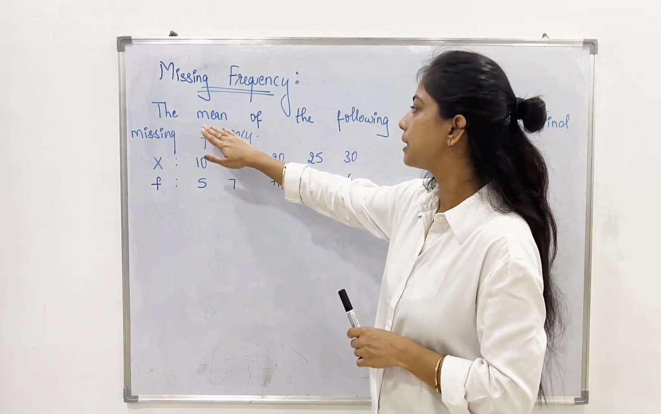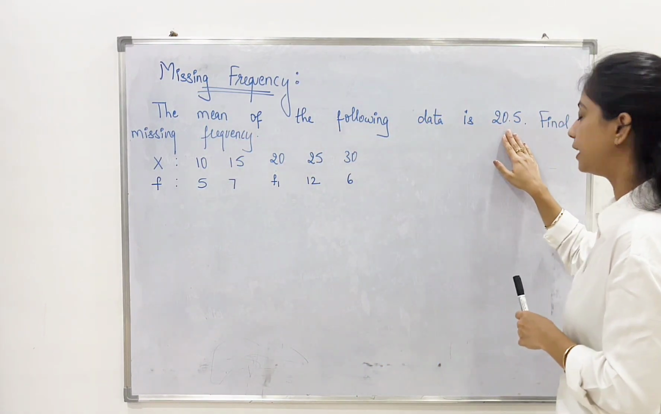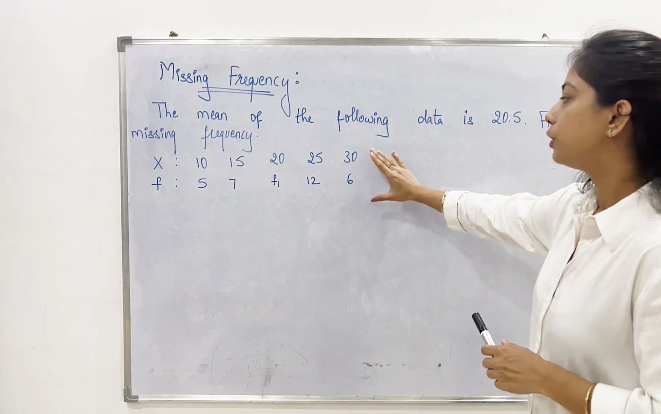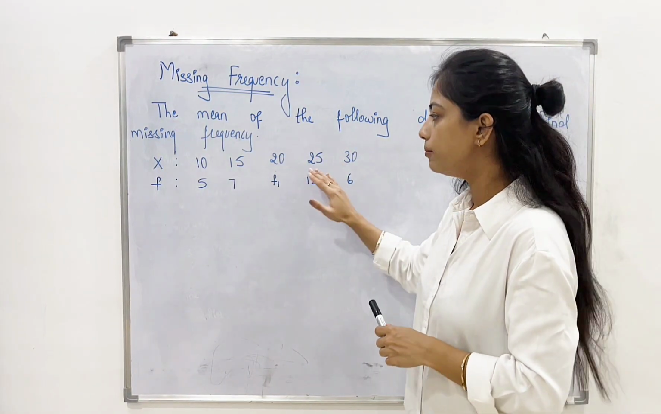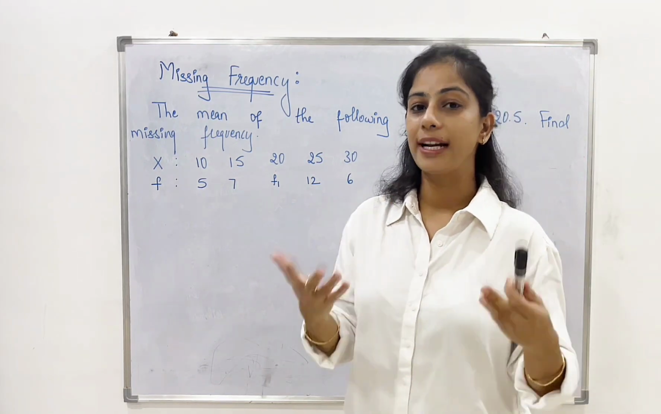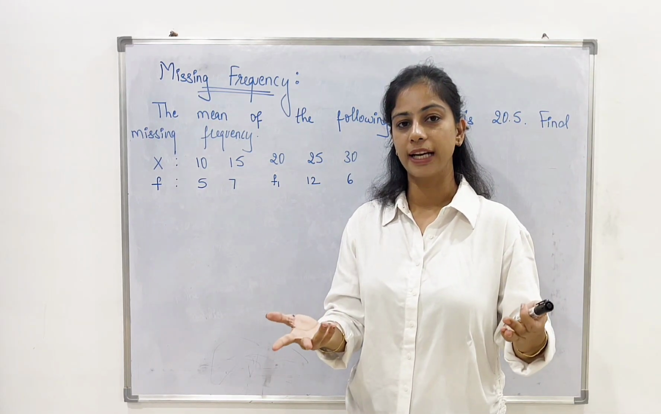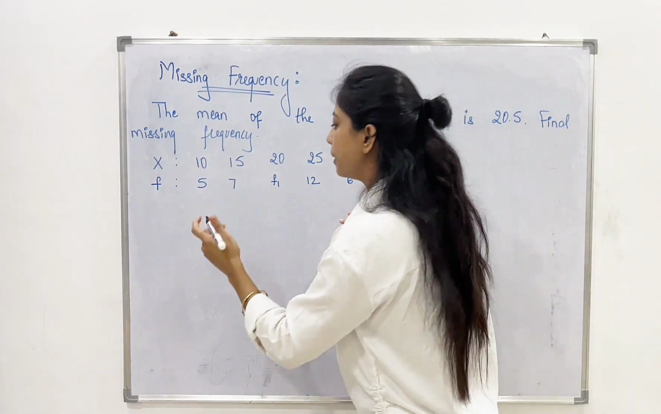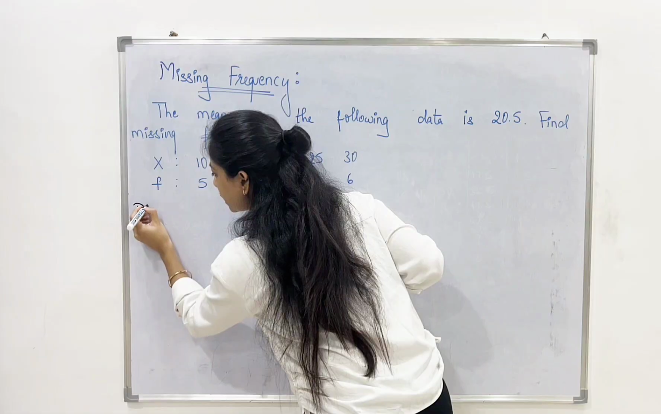So the question is, the mean of the following data is 20.5. Find the missing frequency. There are two columns given to us, X column and frequency column. So the first important thing is to identify again which kind of data is given to us. Looking at the data, we have X and F, so this is nothing but discrete data.